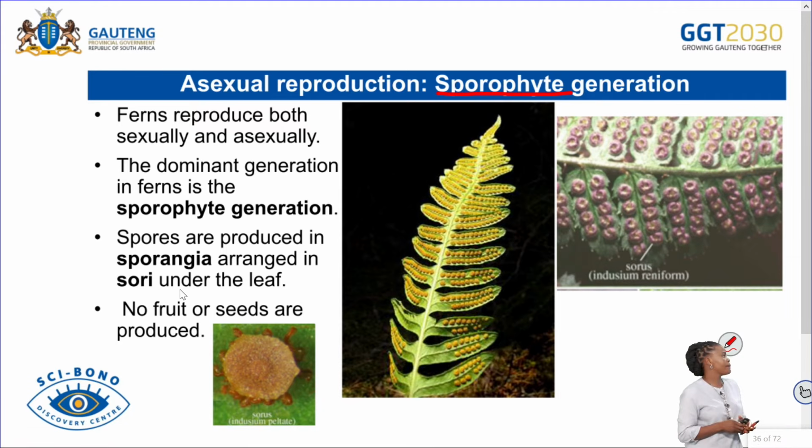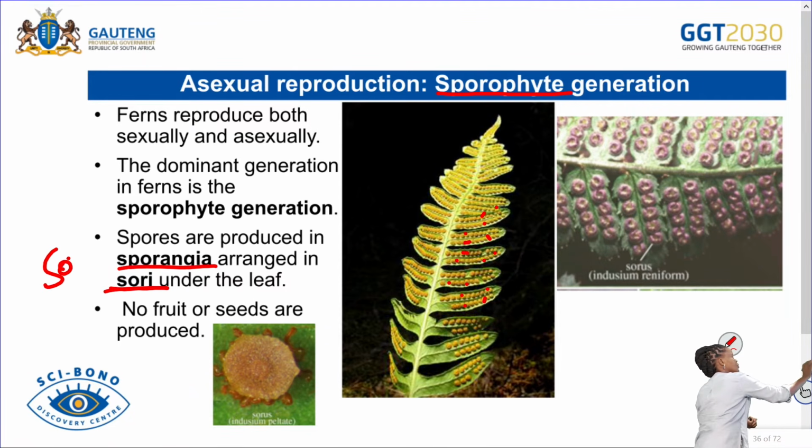Now going back, you've all seen the sorus or the sori. So what is happening? The spores are produced inside the sporangium, and the sporangium develops inside the sori. This is how we write sori. Do not write that apologetic sorry, not that sorry.